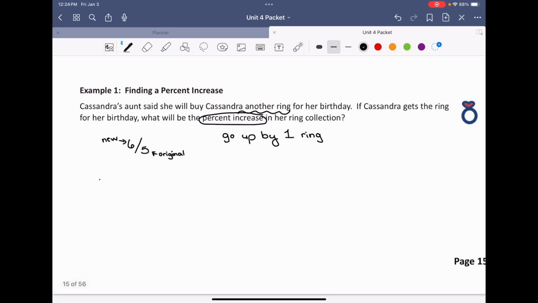So when we set up our little cheat sheet off to the side, I like to write down and label that the part means the new amount and the whole means the original, or the OG. So let's write our formula. Part equals percent times whole. So the new amount is 6 rings, her percent is what we're trying to find, and the original amount which she started with is 5. So we're going to plug that in. 6 equals x times 5, and divide by 5 on both sides.